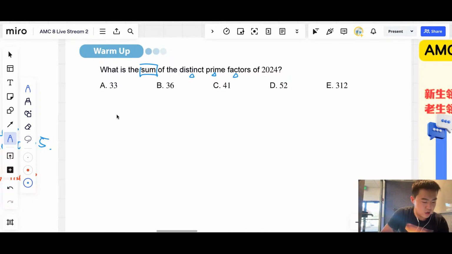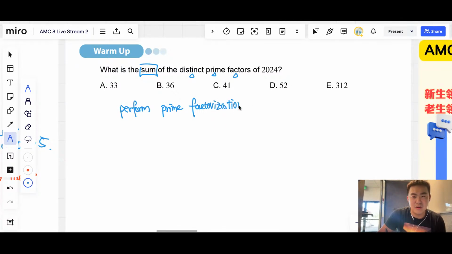So the first step is always what? In order to add up all the prime factors, we first need to know what the prime factors are, right? That's straightforward thinking. So perform prime factorization. How to spell factorization? Factorization. On which number? On 2024, okay?